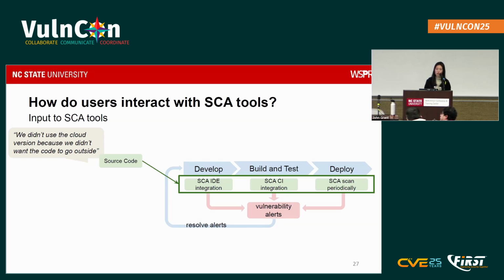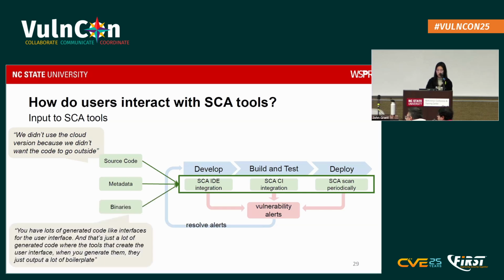But this was a concern for some of the participants. Their organization probably treated code as a more highly restricted data type. And with SCA tools, sometimes you have to pass your application to an external service, so they didn't want to risk leaking their source code to another party. And the second type of input, metadata, kind of addresses that, because when you just pass metadata, you only pass package JSON files or manifest files, and you don't have to leak your entire source code to an external party.